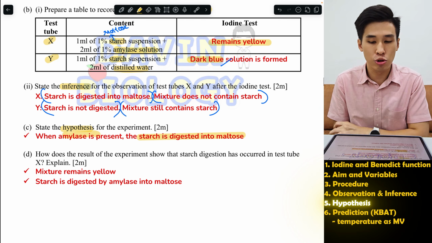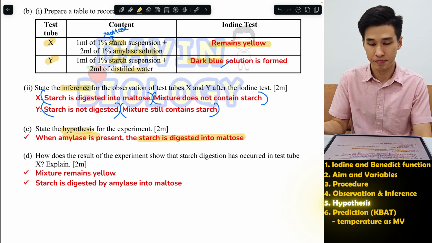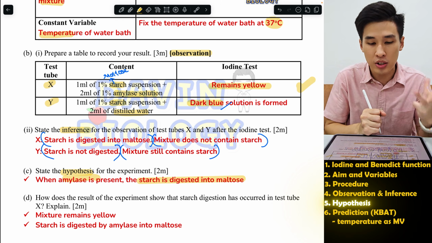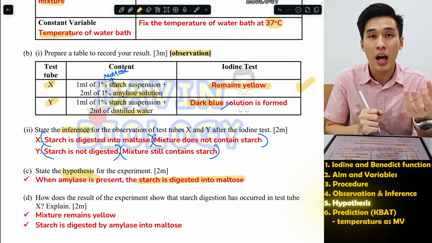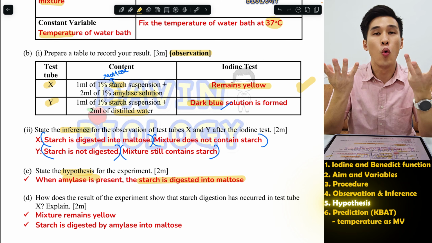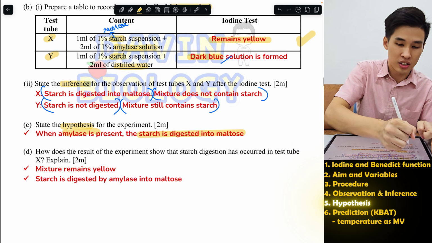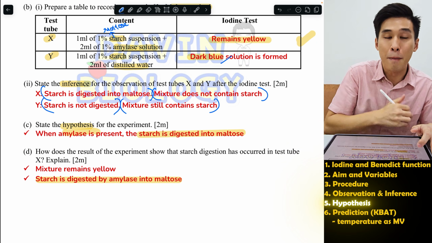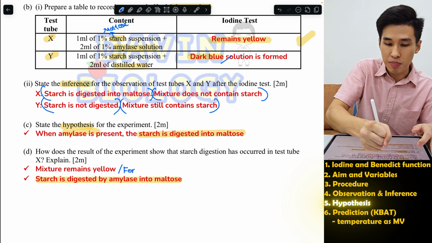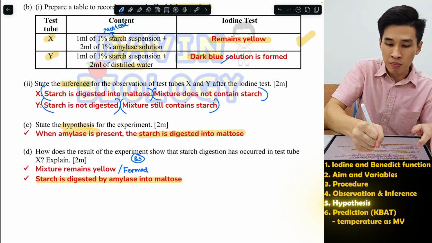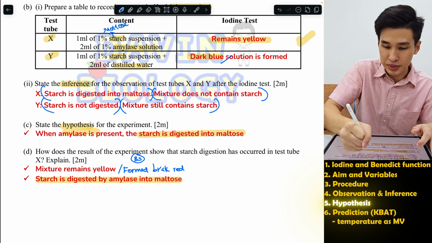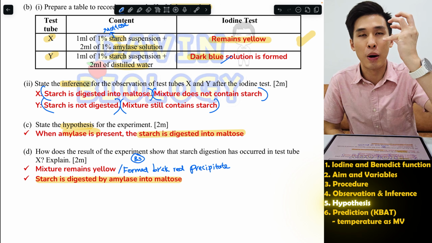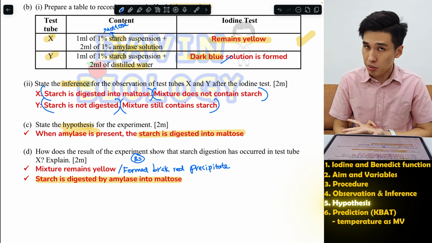How does the result of the experiment show that starch digestion has occurred in test tube X? So the result here, how do you know this one shows digestion? Because, as you just mentioned, the iodine remains yellow. Iodine remaining yellow means there is no more starch. Starch is already digested by amylase into maltose. If it's Benedict's test, you just say the Benedict's solution forms a brick red precipitate. So you just mention the result. Because if there's digestion, you get maltose. Maltose is a reducing sugar, so you get a brick red precipitate.